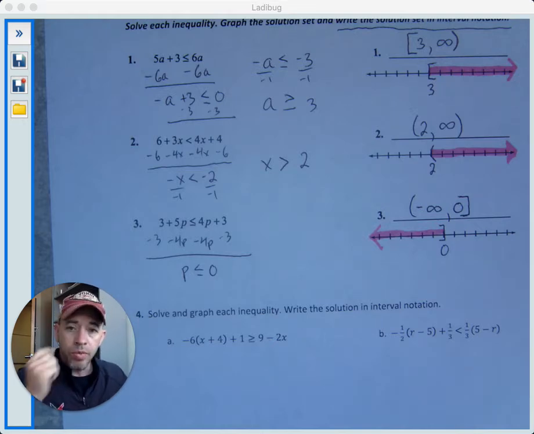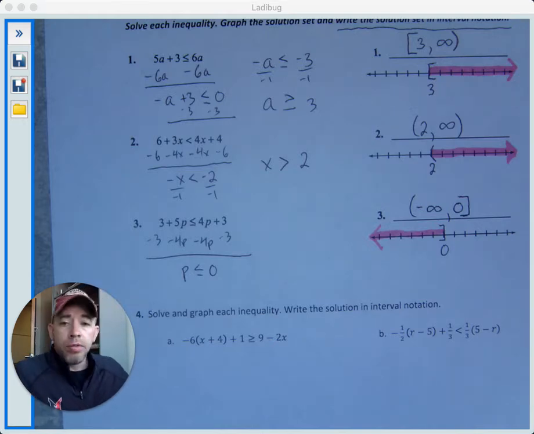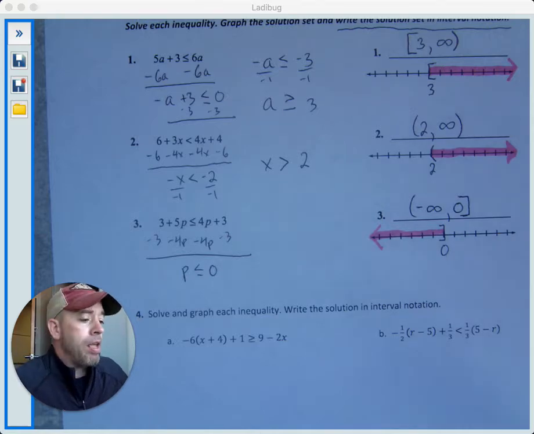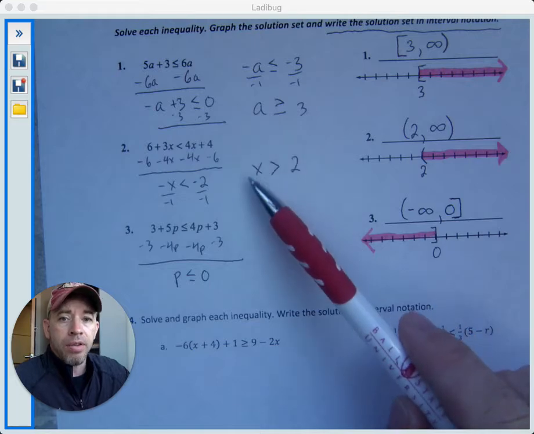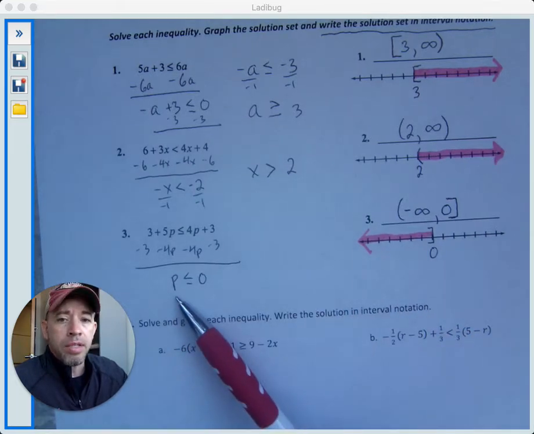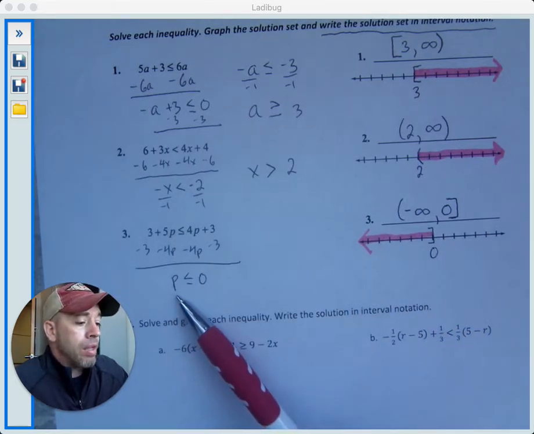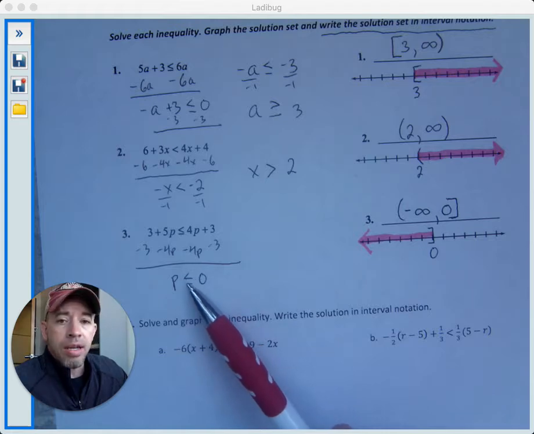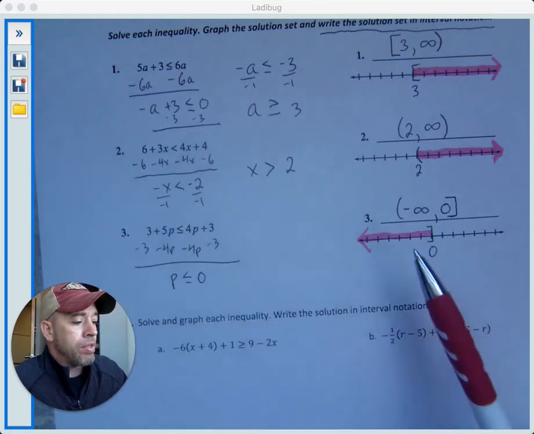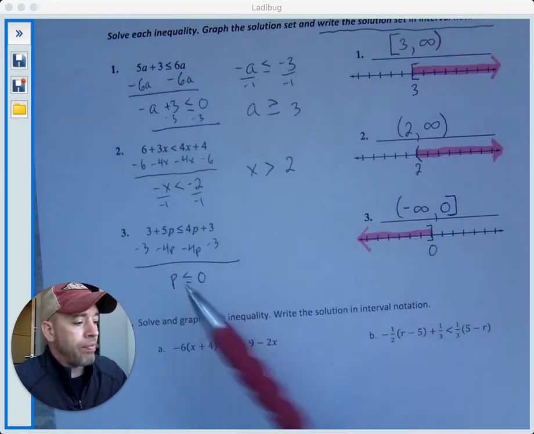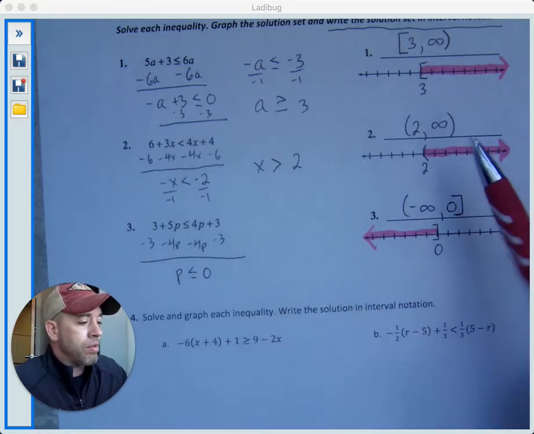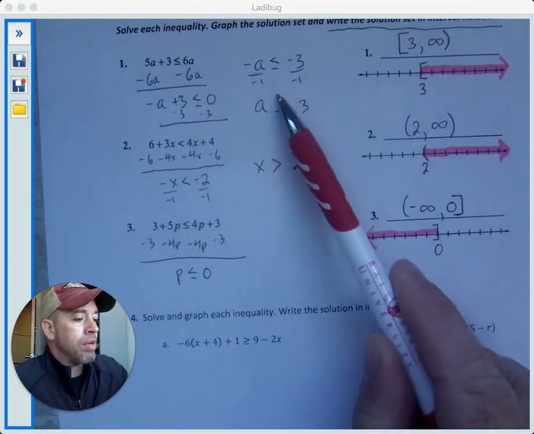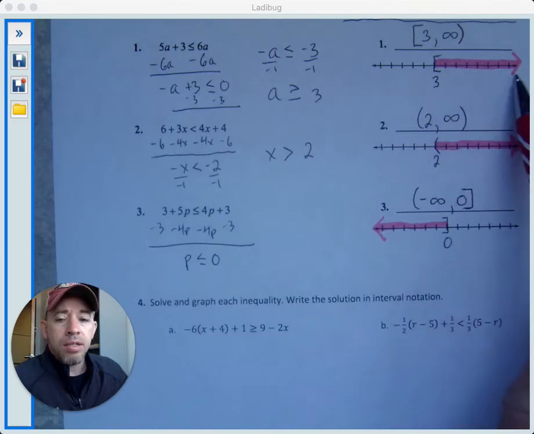That was a little different because we went to the left. Another quick tip, if you do get your variable on the left, which I would recommend, like we have in all three of these cases, the inequality sign, if you think of it as an arrow, actually points the direction we have to shade. Notice this is pointing to the left, that's going to the left. Here we're pointing to the right, it's going to the right. Here we're pointing to the right, it's going to the right. So that's just another quick tip.